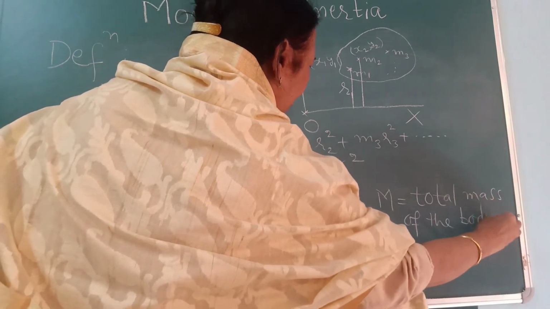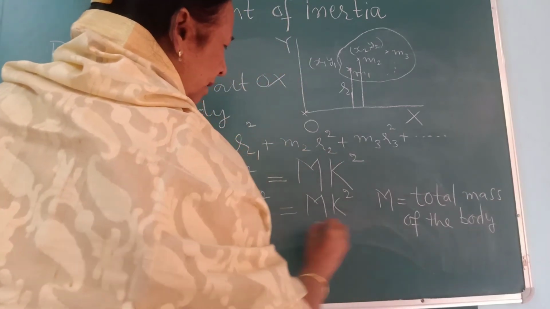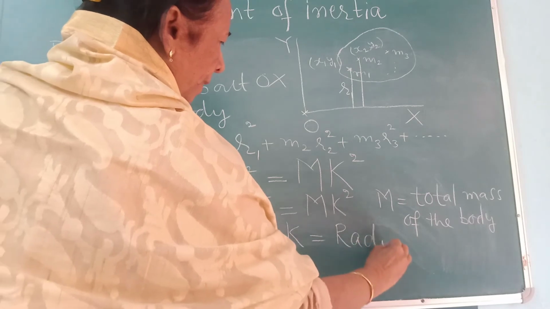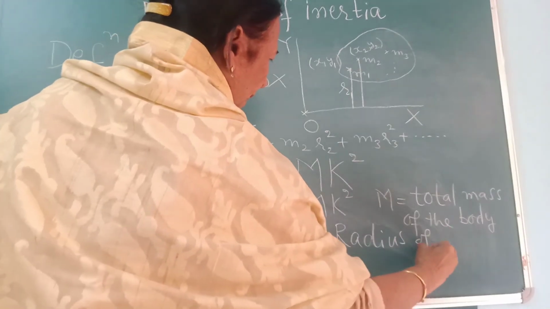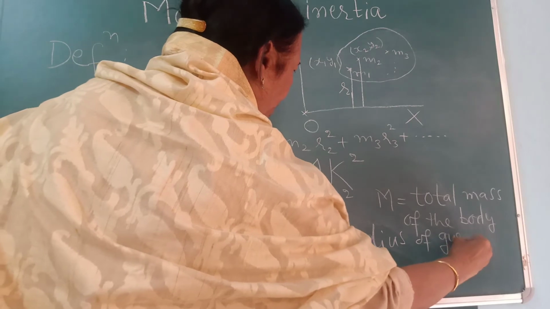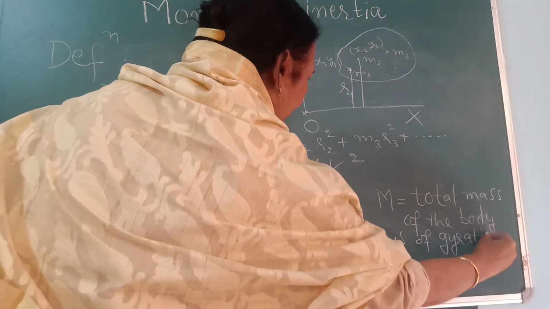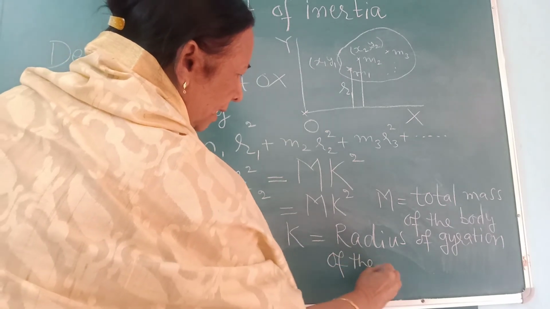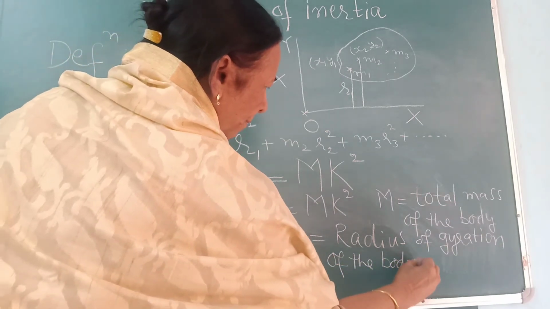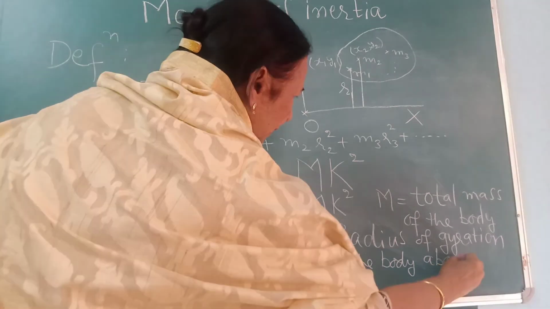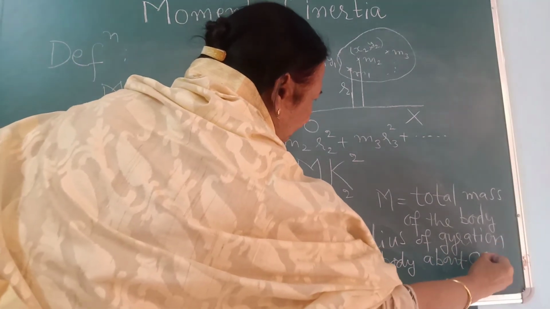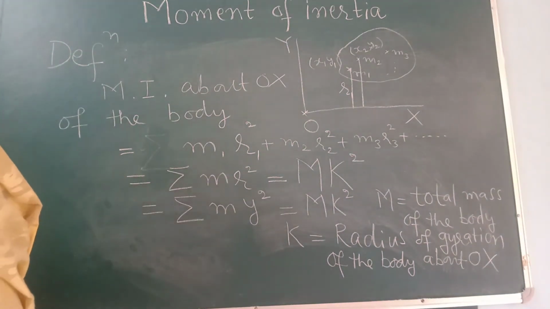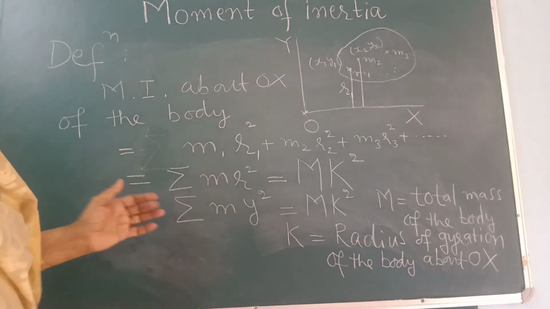And what is K? K is the radius of gyration. This is a new term. It is the radius of gyration of the body about the x-axis, about OX. I hope this term is clear.